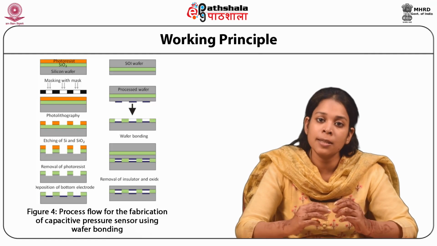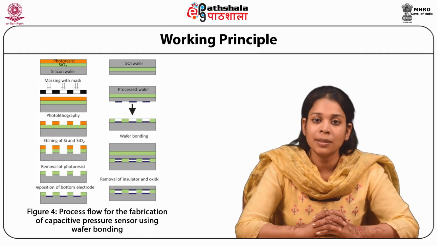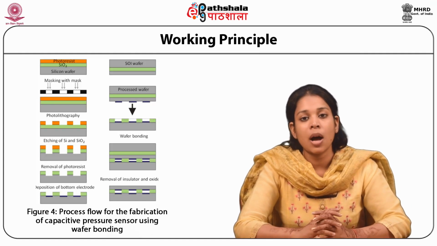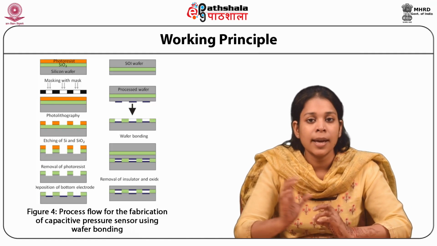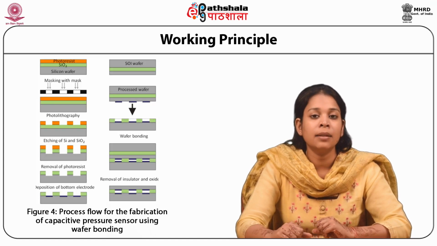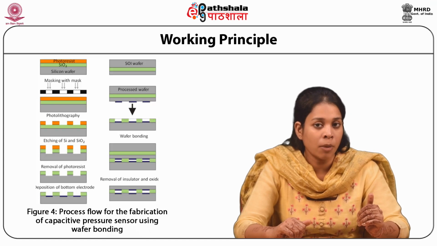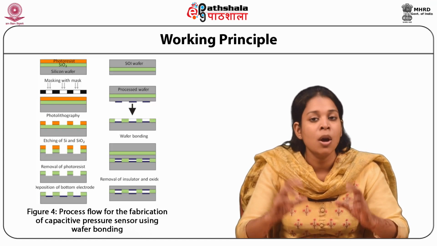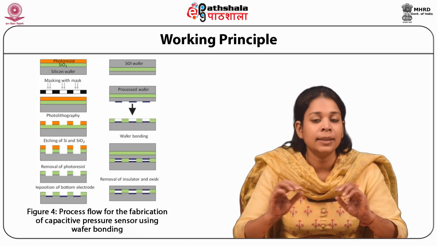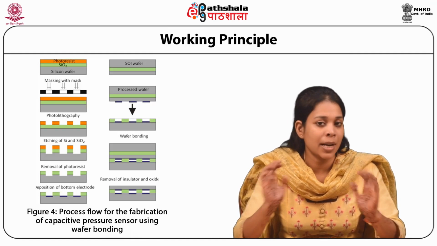So we have processed the wafer in the same way as we did previously to deposit the top electrode. So the top electrode will be metal only. After processing it, the SOI wafer with the top electrode and the previously processed wafer with the bottom electrode, where we performed etching of silicon and SiO2, were bonded together. After bonding, you can see that there are cavities present between the top and bottom electrode.